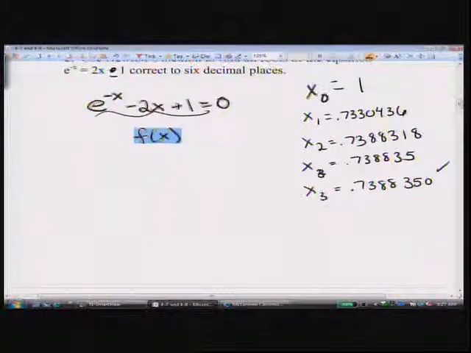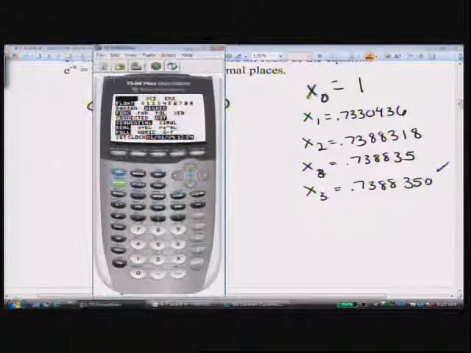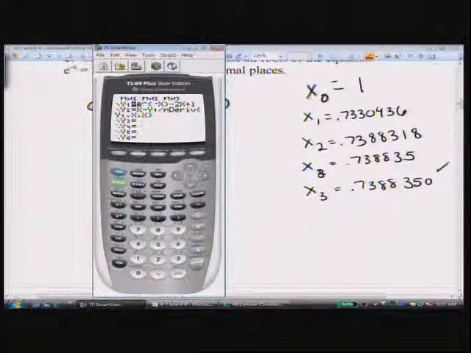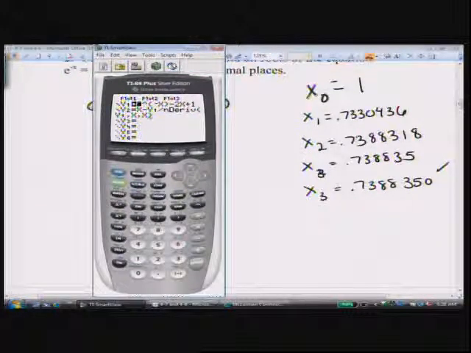Yes. Okay. The big thing is go to your y equals. Make sure you have the second equation in y2 in there correctly. You do x minus y1 divided by nDeriv of y1 comma x comma x. Do you guys know how to find all those? You came in kind of late. Or do you want me to go back over how to grab it? Okay, I'll just clear this out.